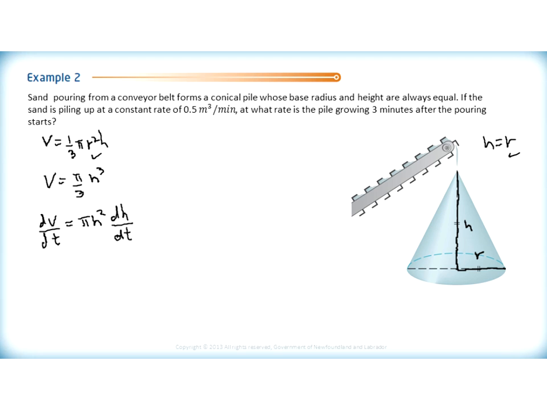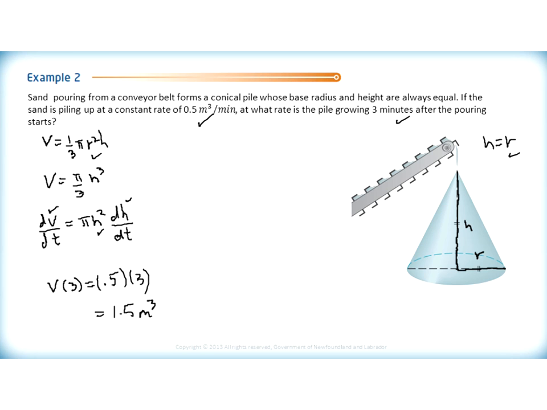Okay, so the things that we need and the things that we have. We don't know what the height is yet, and we want to find that. So we had to use a secondary relationship, but we also have to go digging to see if we can figure out some more quantities. We know that the sand is piling up at a rate of 0.5 cubic meters per minute, and we want to look at this situation 3 minutes after the pouring starts. So the volume after 3 minutes should be 0.5 cubic meters per minute multiplied by 3 minutes, and that's 1.5 cubic meters of sand.